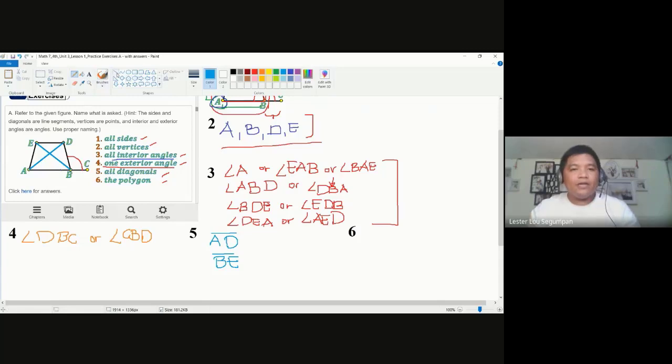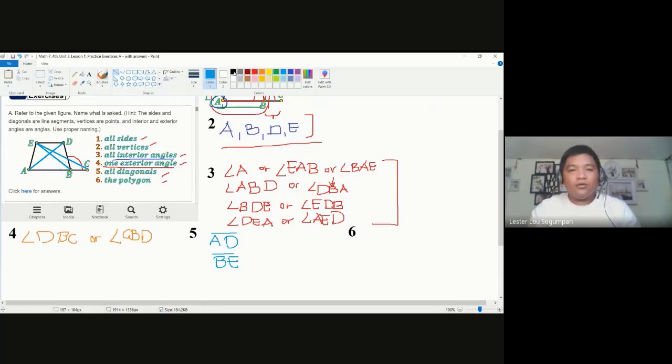How about if we connect C and E? Since C and E are non-consecutive, what do you think? Is it acceptable? The answer is no. Why? Because if we talk about diagonals, we are connecting non-consecutive vertices of the polygon. Point C is not a vertex of the polygon, because again, point C is just an extended portion of this one here, and point C did not close the figure.